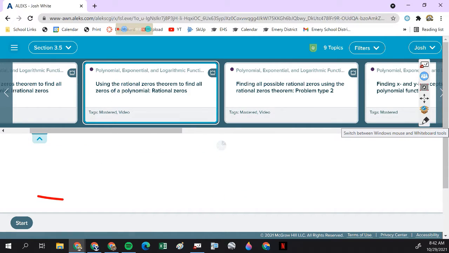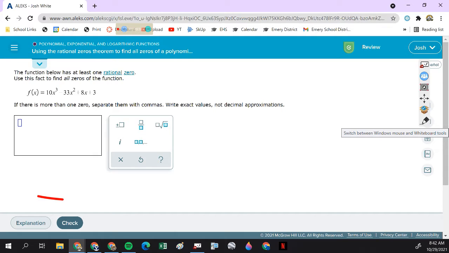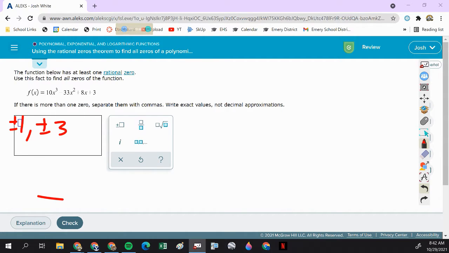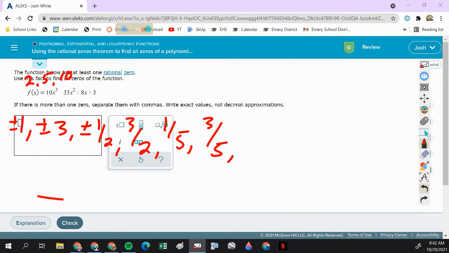Okay. So this is just like the one we did before. Plus or minus 1, plus or minus 3, and then plus or minus 1/2, 3/2, 1/5, 3/5, and then 1/10 and 3/10.